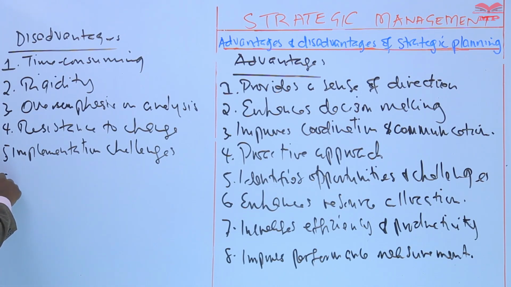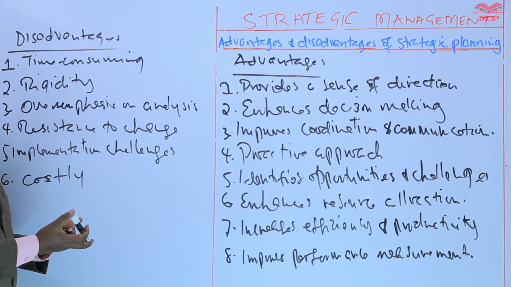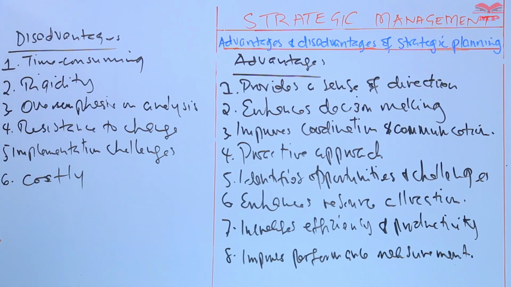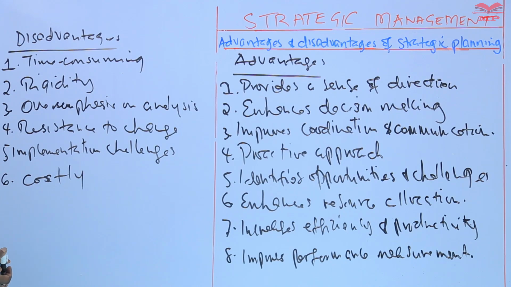There is a challenge or disadvantage related to the cost. Strategic planning can be costly. It can be expensive, especially for smaller organizations with limited resources. The cost can include consultancy fees, data collection expenses. The cost could be in relation to employee training and so on. So strategic planning can be expensive, which is a disadvantage.